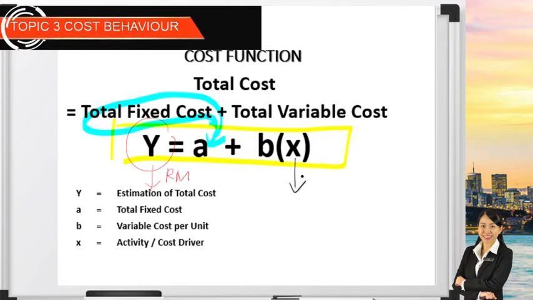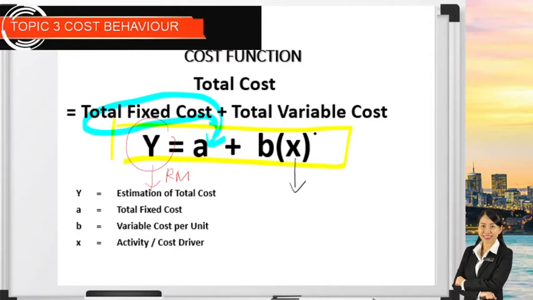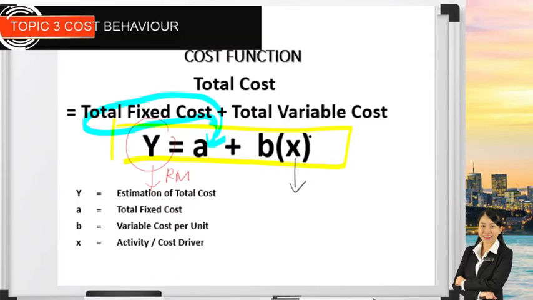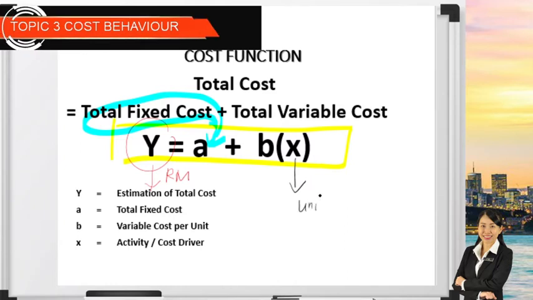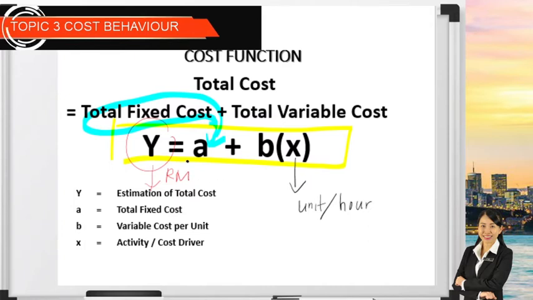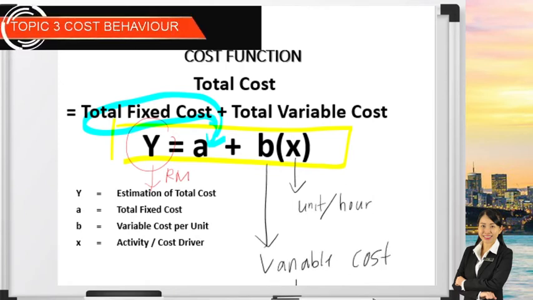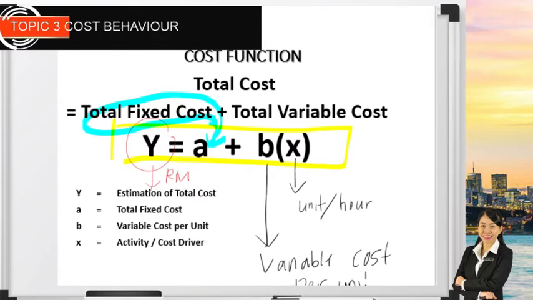X, I already explained in the previous video to everyone. X can be unit or hours except RM because Y is in RM measurement. X is other than RM, maybe unit, hours. B will be variable cost per unit.